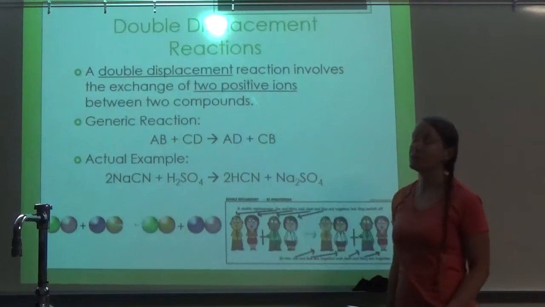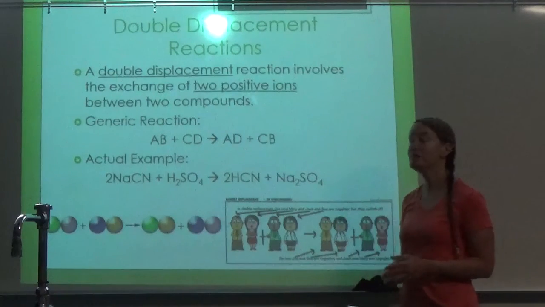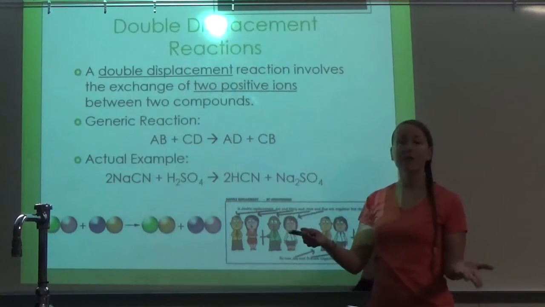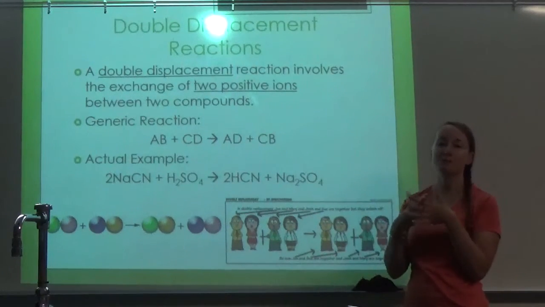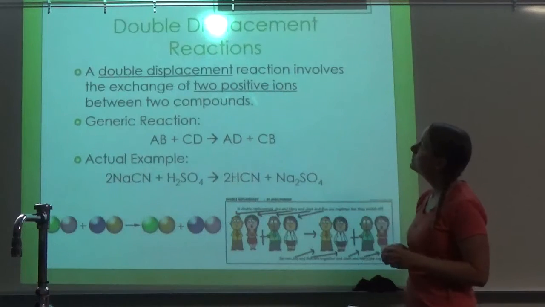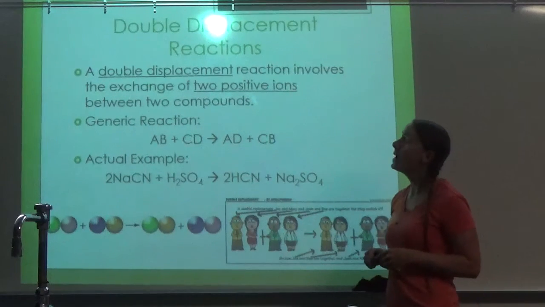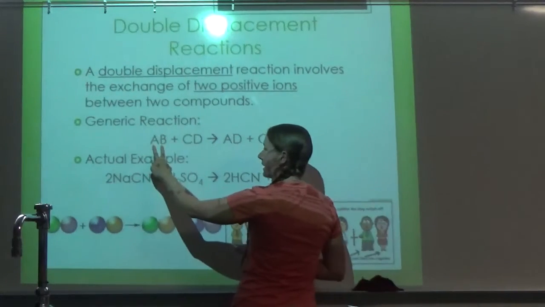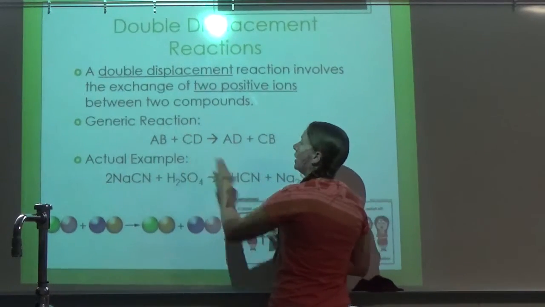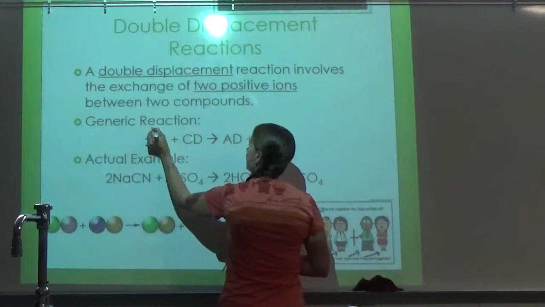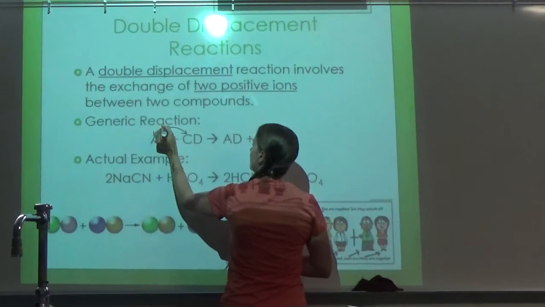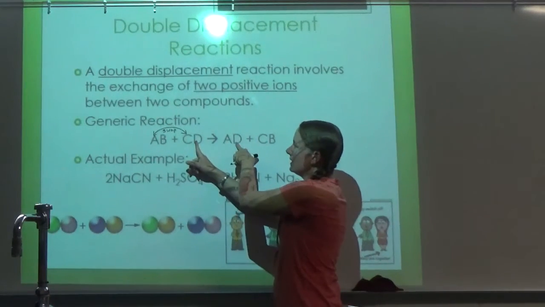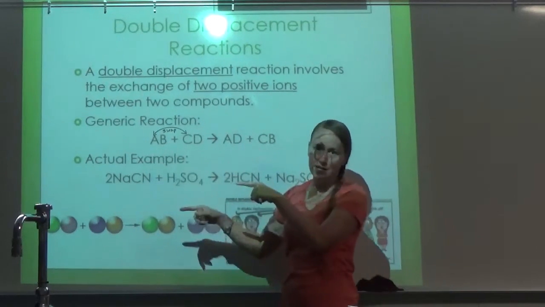Alright, so the next one that we're going to talk about is double displacement. Double displacement is very similar to single displacement, but instead of having a single element on both sides, everybody is bonded together. So a double displacement reaction involves the exchange of 2 positive ions between 2 compounds. So here we have A and B together and C and D together. But what's happened is A and C have swapped places. So now A is with D and C is with B.